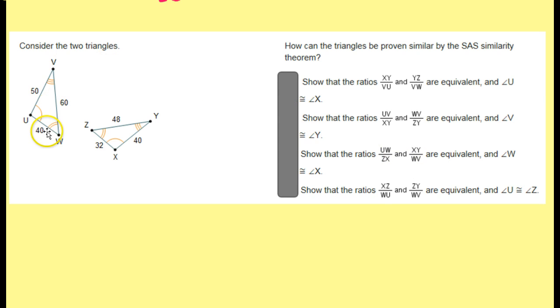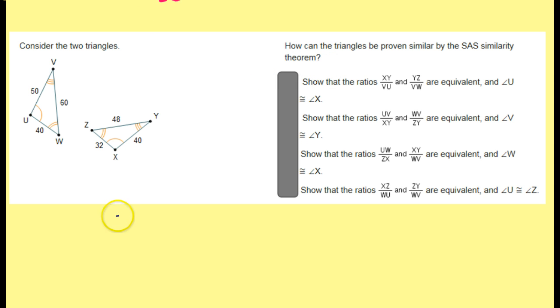Okay, consider these two triangles. Alright, looks like we have 3 pairs of angles that are congruent based on the markings. Now, how can the triangles be proven similar by side, angle, side similarity?